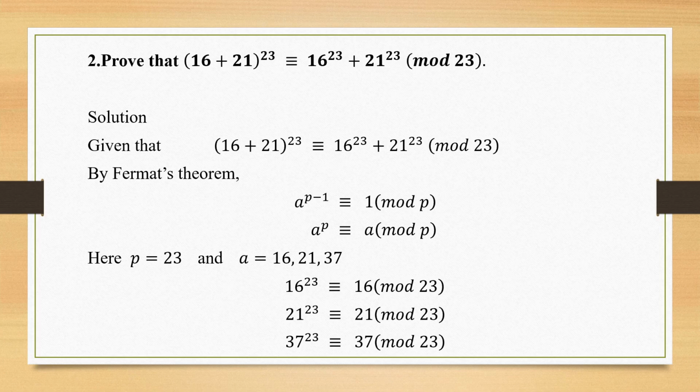So I've applied a to the power of p is congruent to a mod p. So if a is here, the same value of a will also be here except the power. That is how 16 to the power of 23 is congruent to 16. So each and every value is congruent to its particular value using Fermat's little theorem. So let's continue.